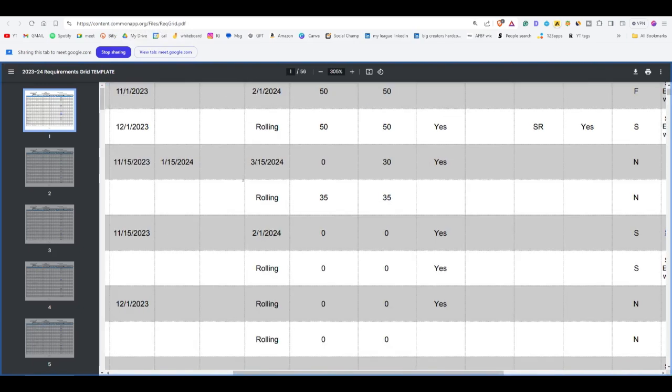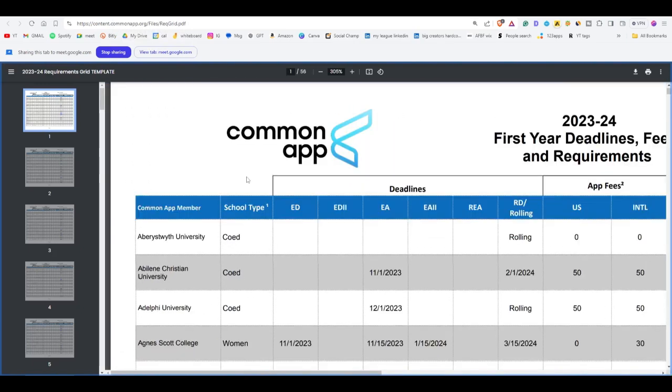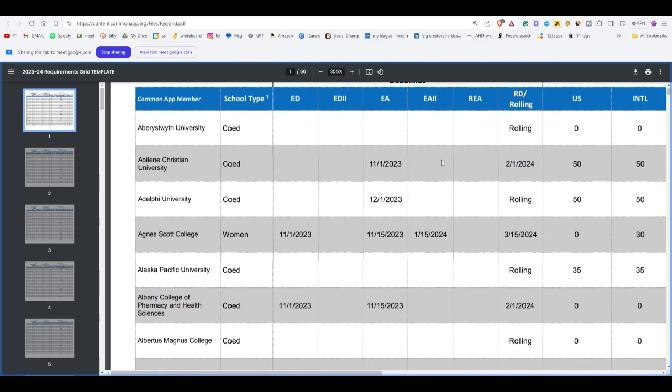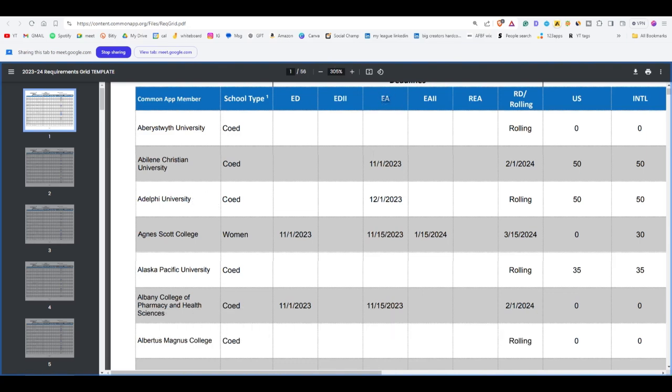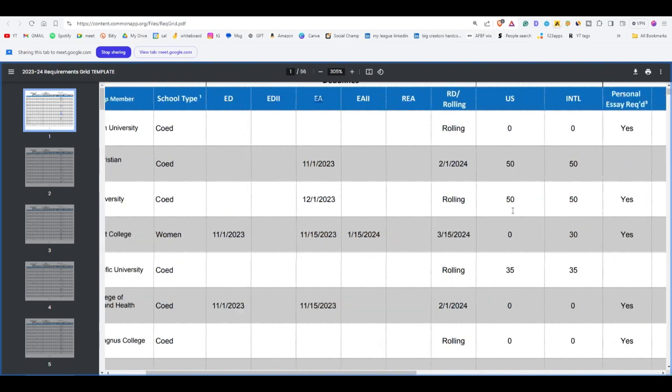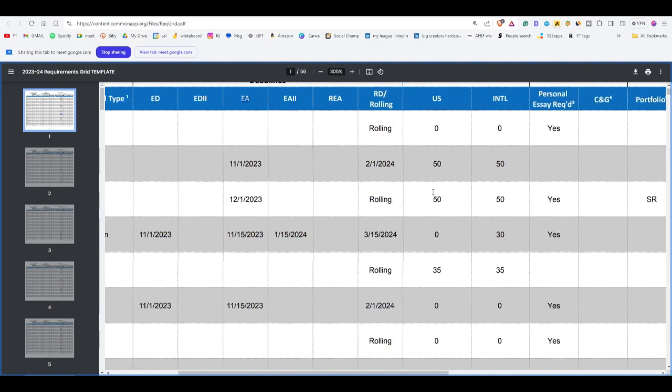See, this particular PDF has all the colleges, all the deadlines, and it also shows if this college has a particular ED1, EDA or REA, anything. Yeah, for example, Adelphi University. The school type is co-ed. There is nothing in ED. So what this means is that Adelphi University does not provide early decision. It only provides early action, and the deadline is 1st December. And it is particularly rolling, so the admission keeps going on, basically.